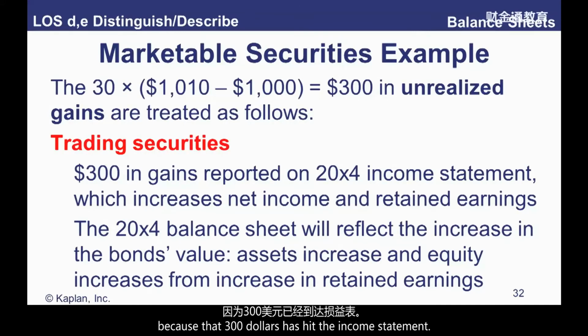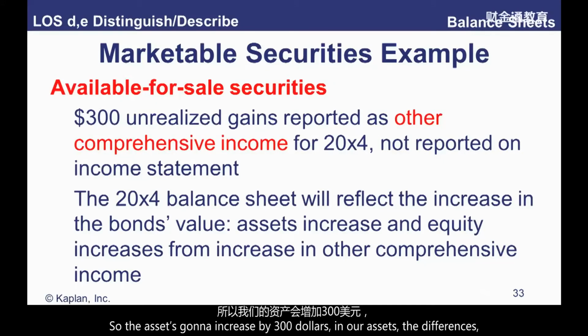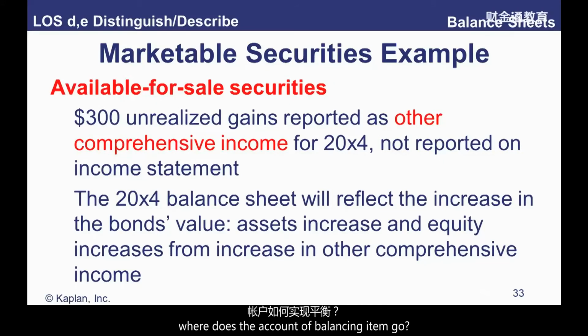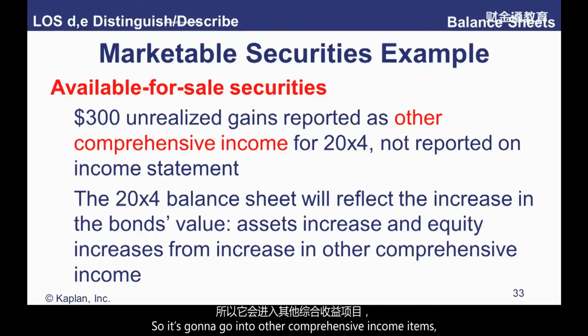Now, available for sale, again, we're going to record the asset at the fair market value. So the asset's going to increase by $300 in our assets. The difference is, where does the counterbalancing item go? Where do these unrealized gains and losses go? Here, we're taking directly into stockholders' equity in these other comprehensive income items. So it's going to go into other comprehensive income items. So essentially, assets have gone up by $300.